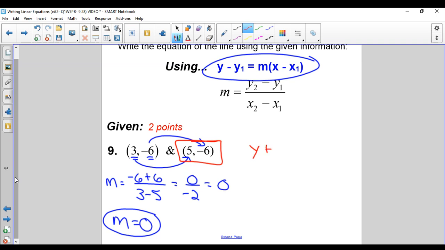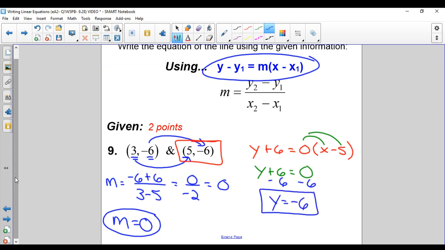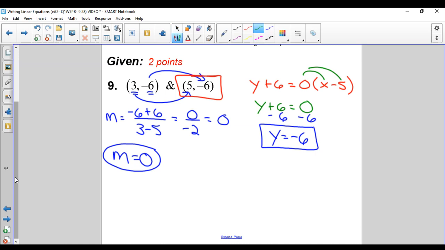So that means I'm going to go y plus 6 equals 0 times x minus 5. Now, if I distribute 0 to everything here, 0 times x is just 0. 0 times negative 5 is just 0. That is okay. I can still get y by itself, and I get a solution of y equals negative 6. There is no slope there. That's okay. I'd even be okay if you put an answer of this, 0x minus 6. Both of those are okay. That top one is preferred, though.